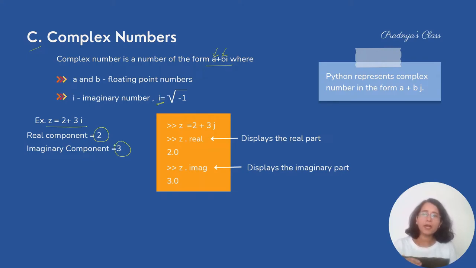We can print the real part and the imaginary part of the complex number using 2 attributes. The first one is real and the second one is imag. When we use these attributes on the complex number, you can see here the a and b parts are getting printed as floating point numbers. The general form of a complex number is a plus bi, but in Python we should write complex numbers in the form of a plus bj. So please note this: instead of i we have to use j. In this way we studied the first data type of Python, which is a very important data type that we will use the maximum number of times, that is the numbers. There are 3 types of numbers we studied: the first one is integer, the second one is floating point, and the third is complex numbers.